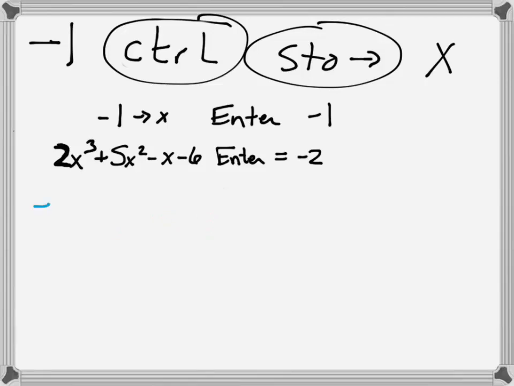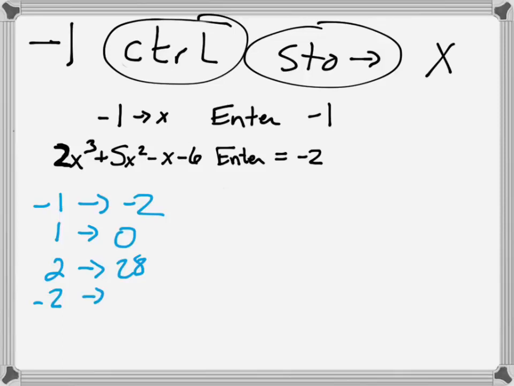So at -1, we resulted in a -2. At +1, what did you result in? Allison? 0. I had 2. At 2, what did you get? 28. Who had negative 2? How do you get that number? Okay. -2, store.